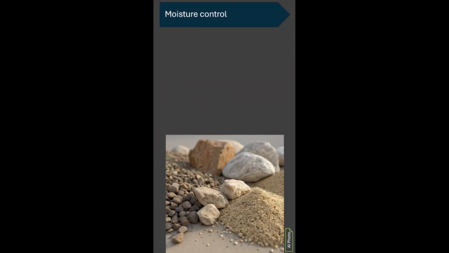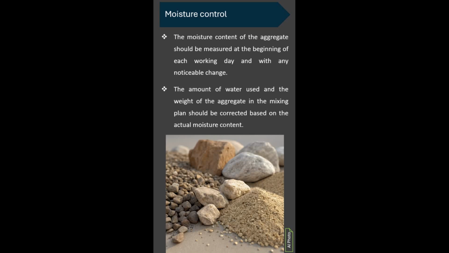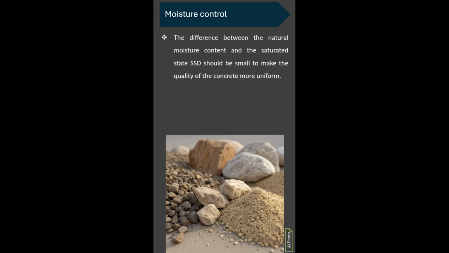Moisture control. The moisture content of the aggregate should be measured at the beginning of each working day and with any noticeable change. The amount of water used and the weight of the aggregate in the mixing plan should be corrected based on the actual moisture content. The difference between the natural moisture content and the saturated state, SSD, should be small to make the quality of the concrete more uniform.